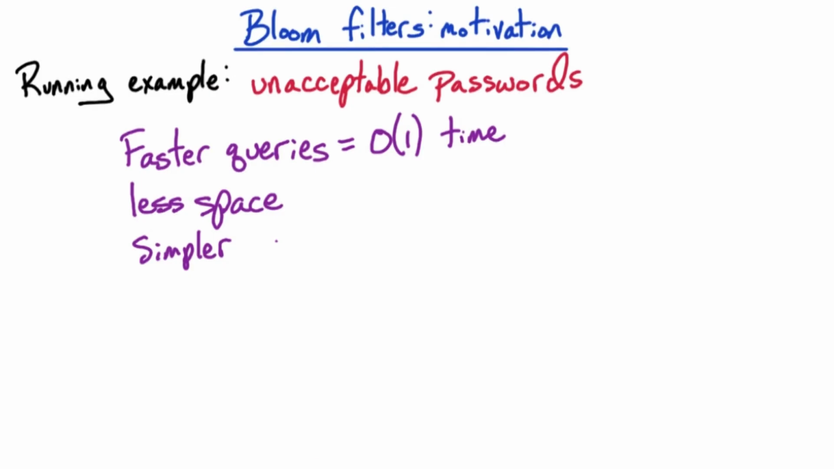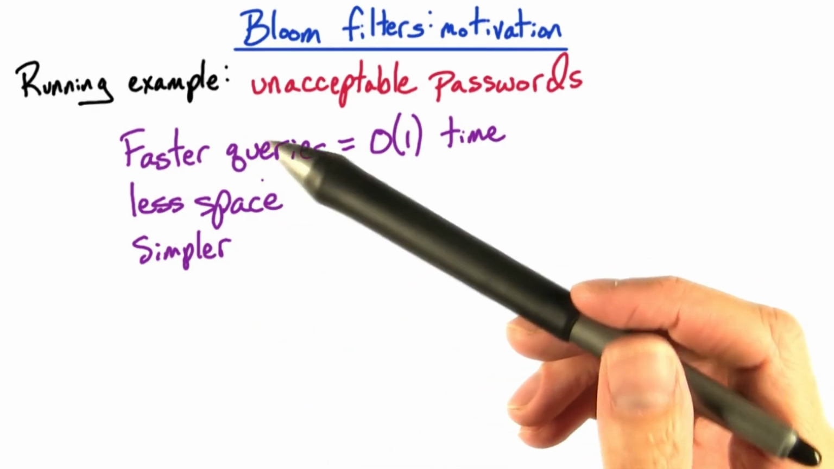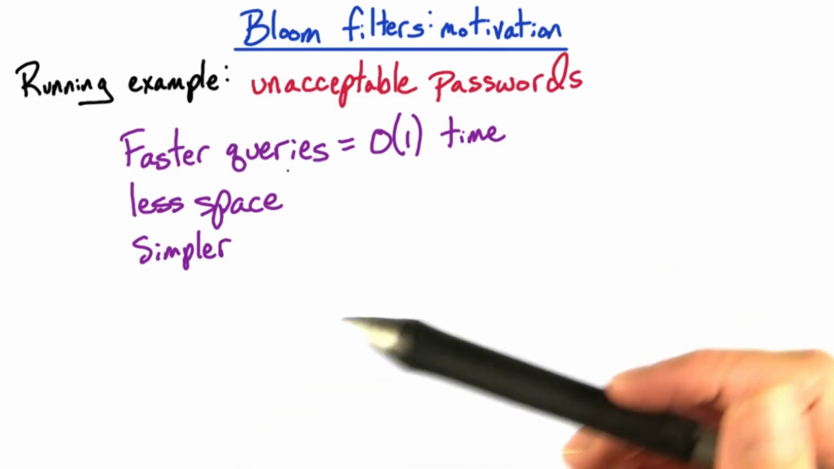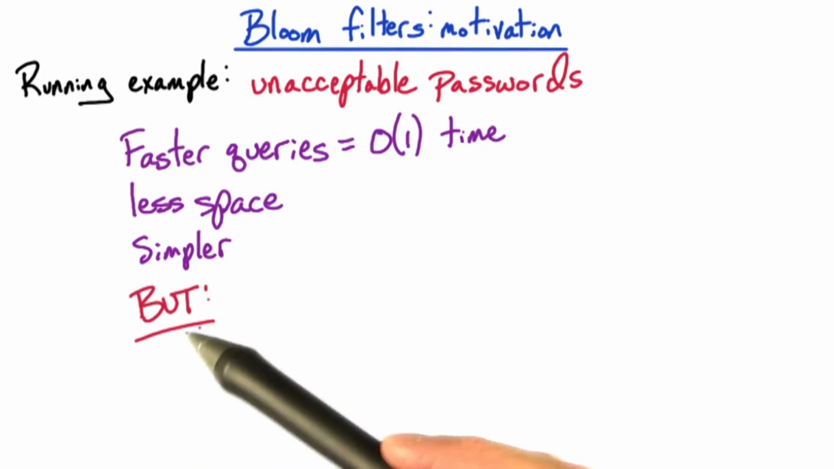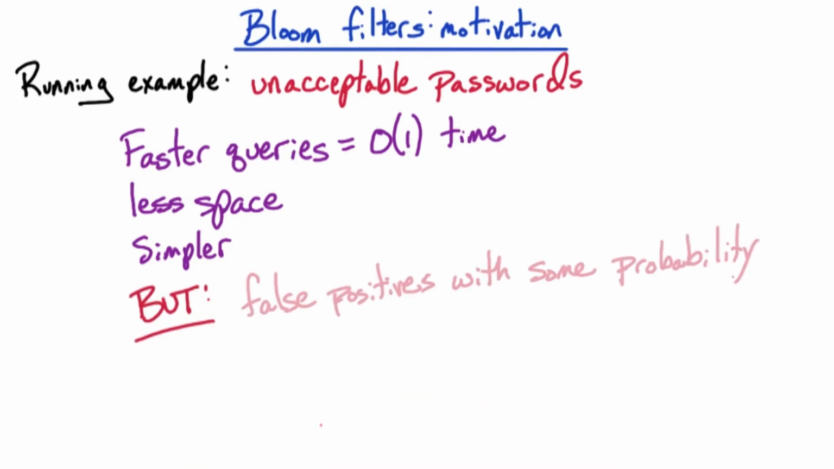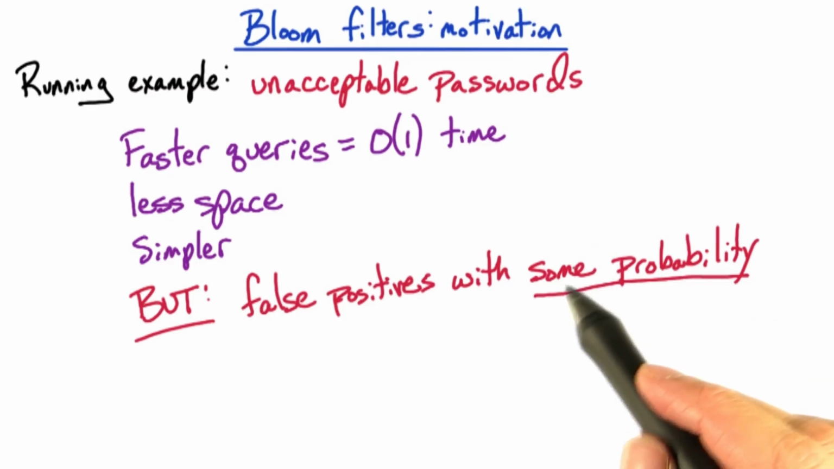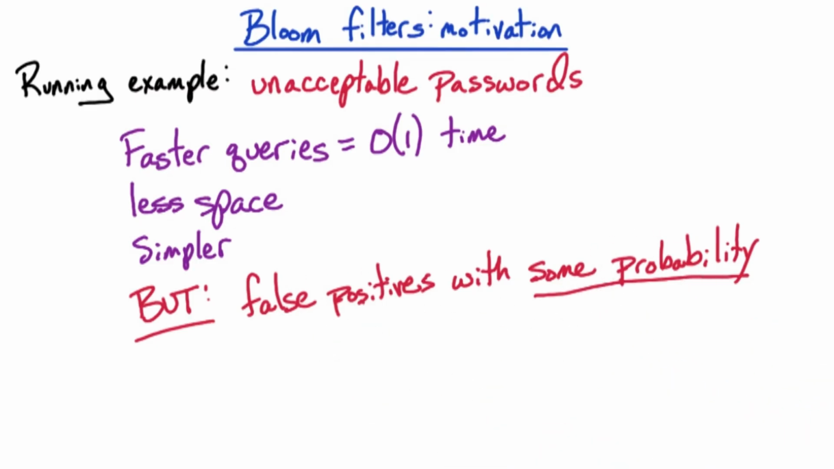Now, there are a lot of benefits. It's simpler, less space, faster queries. Now, there must be some cost for this simplicity and this faster time. So what is the cost? What is the trade-off for this scheme? Well, this scheme is not always correct. Occasionally, there are false positives. And this happens with some probability that we'll analyze. We'll try to figure out what is this probability of false positives occurring.